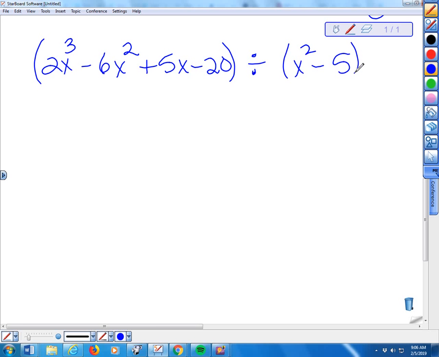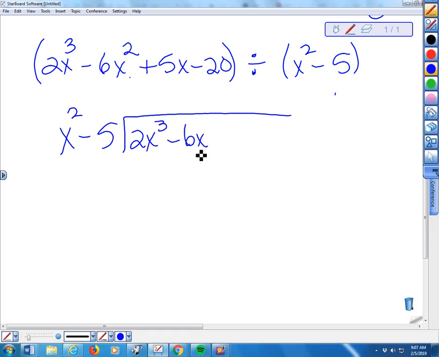So what I want is I'm going to divide. This is called the divisor. This is called the dividend. I want to divide x squared minus 5 into this.